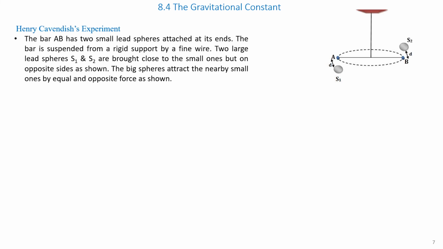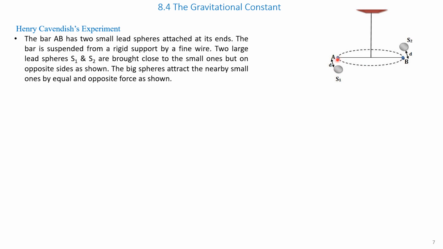The gravitational constant, section 8.4. The gravitational constant was determined by Henry Cavendish. Hence, this experiment is also called the Henry Cavendish experiment. The setup of the Henry Cavendish experiment is shown on the right hand side. Please see here the bar.